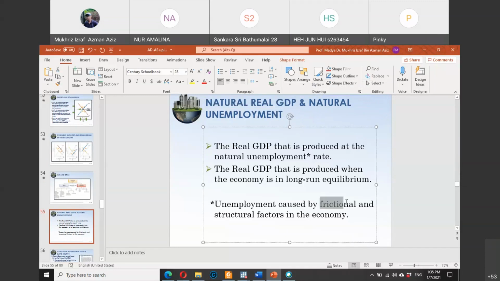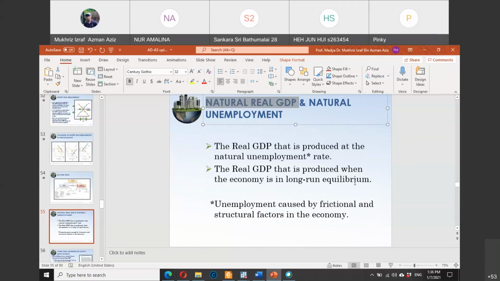Okay, the words frictional and structural. For example, you can go back to your slides or your notes when we discuss this topic, so that you can get a better understanding. But as long as you can relate the words natural GDP and natural unemployment, natural GDP is GDP that occurs when the economy is producing at full capacity.